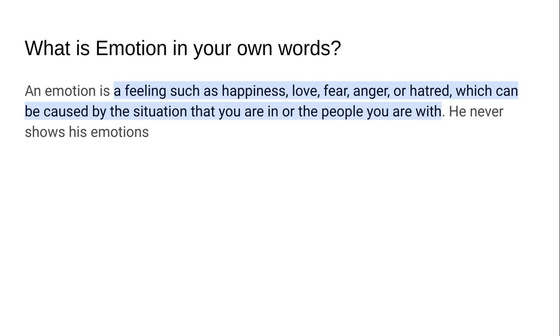So we discussed what this is; now let's put it in your own words. What is emotion in your own words? Emotion is a feeling such as happiness, love, fear, anger, or hatred, which can be caused by the situation you are in or the people you are with. A sentence would be: he never shows his emotions.